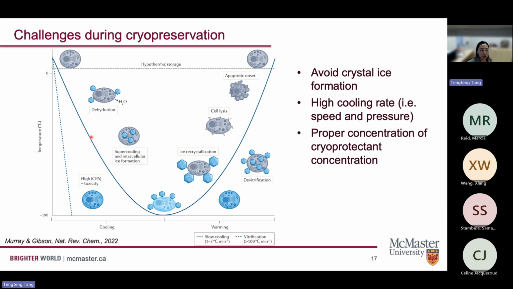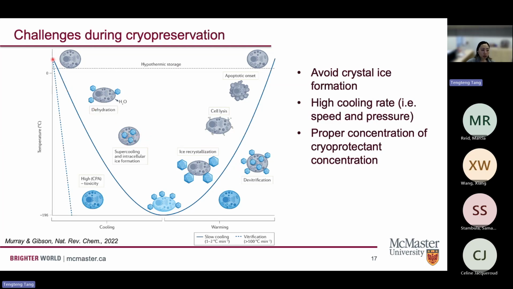This diagram demonstrates the impacts of different freezing speeds. When the freezing speed is relatively slow, the ice crystals might form outside the cells, and that will cause dehydration and an osmotic imbalance of the cell membranes and disrupt the cell membranes. The ice crystals can also form inside of the cells. Those are called intracellular ice formation, and they will damage the cell organelles inside of the cells.